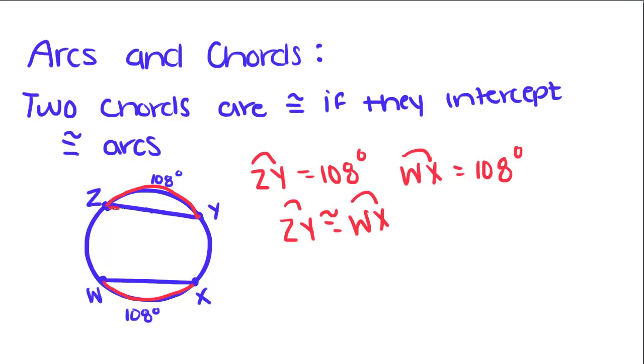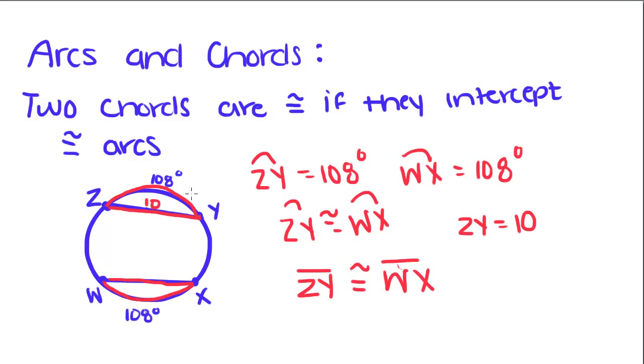So that means that chord ZY has to be congruent to chord WX. So if ZY equals 10, that means WX also has to equal 10.